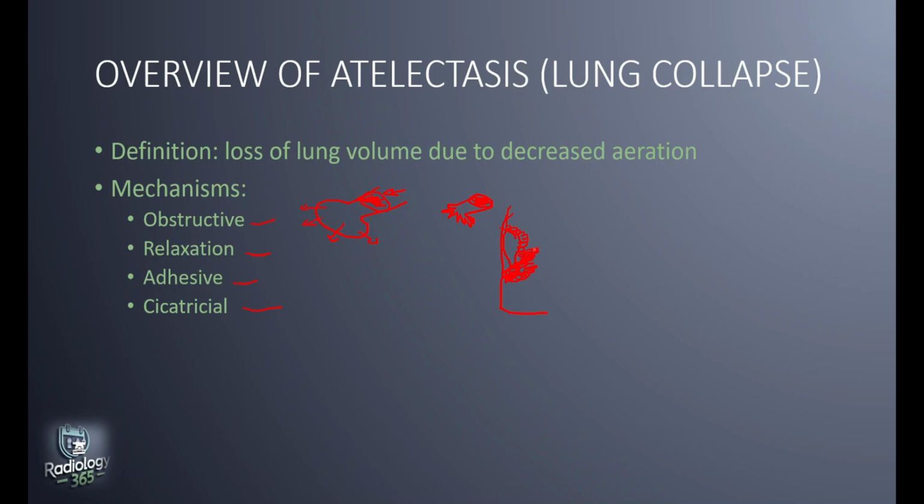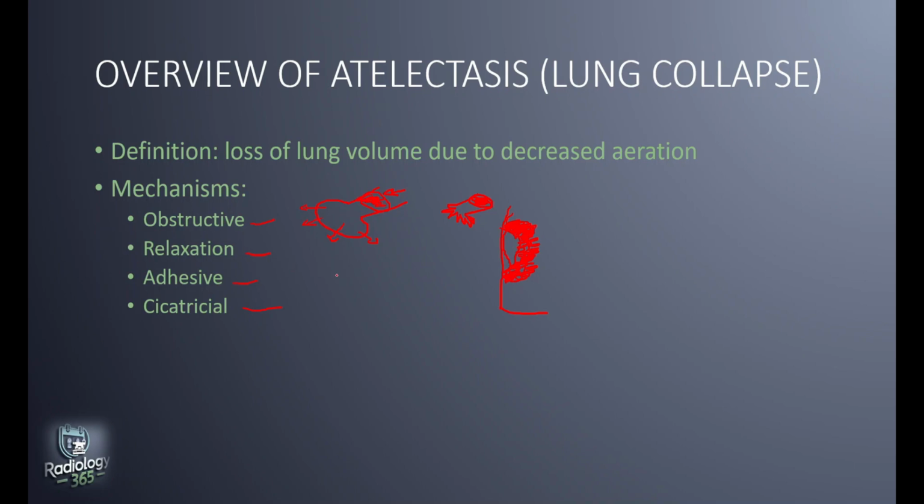It could be any lesion. It could be an effusion. It could be a hematoma. It could be a pneumothorax. It could be air. So it is displacing normal lung. It will squish it, and then it will cause some kind of compression. So that is relaxation atelectasis.